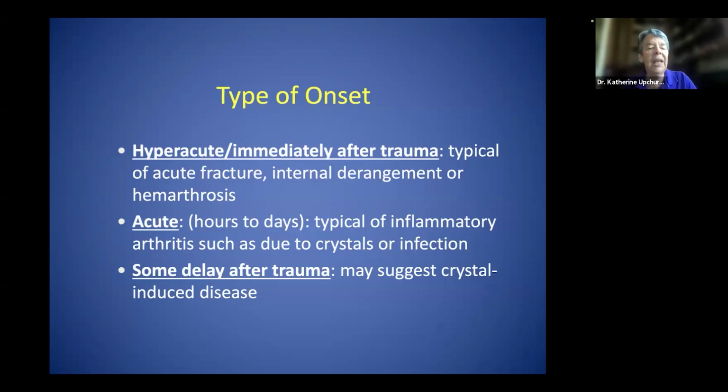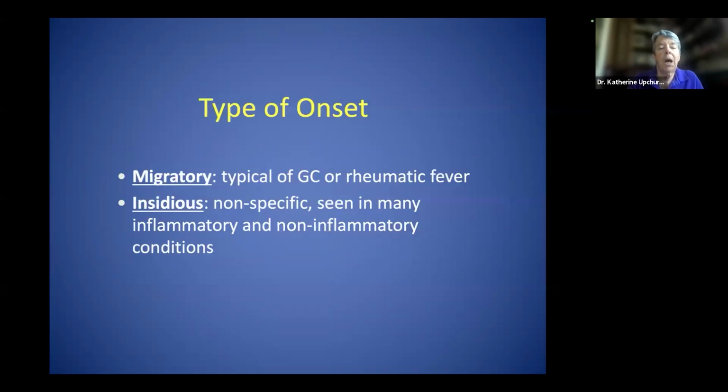Some delay after trauma could also be a hint that what you're dealing with is a crystal-induced disease, such as gout or pseudogout. Certain conditions cause migratory joint pain. This is typical of gonococcal arthritis. And in the old days, we saw it frequently in rheumatic fever, which fortunately we don't see too often anymore.